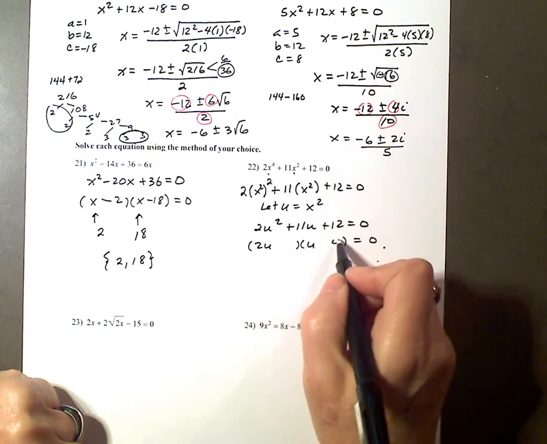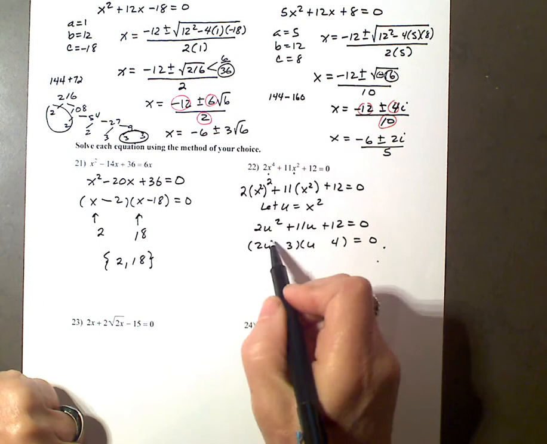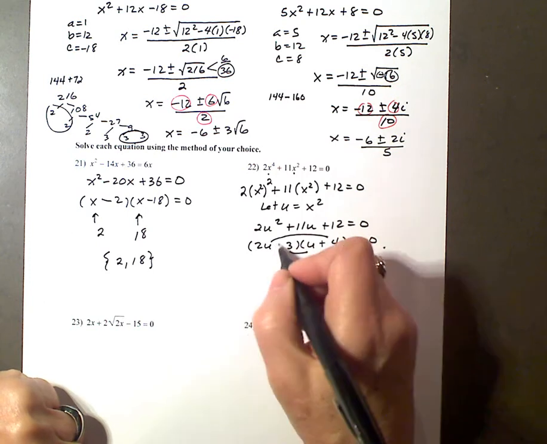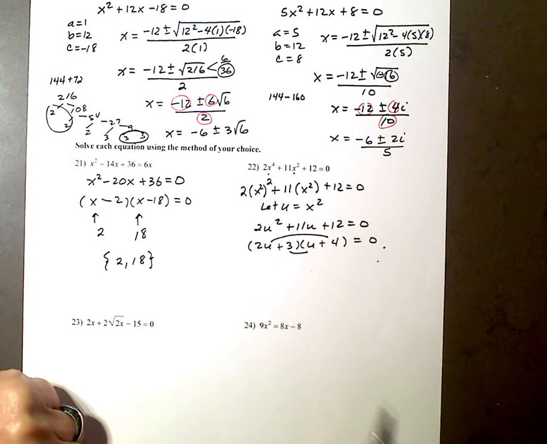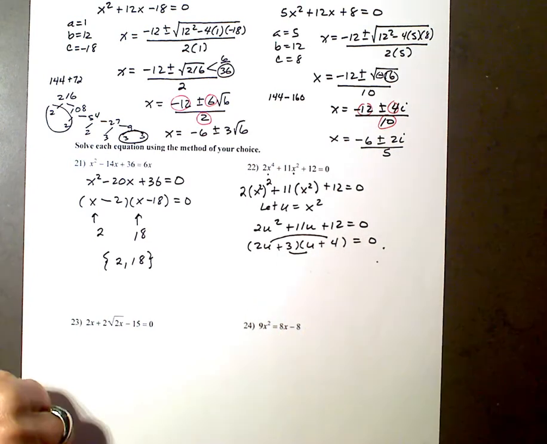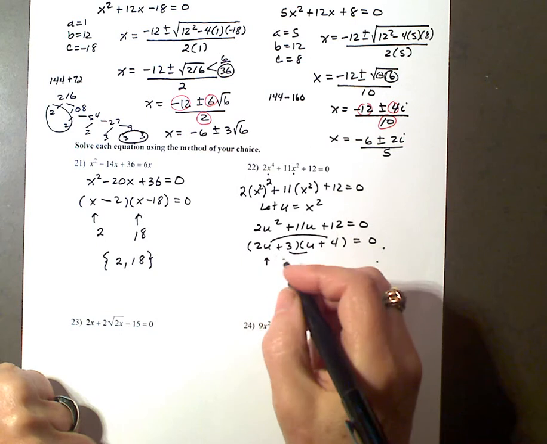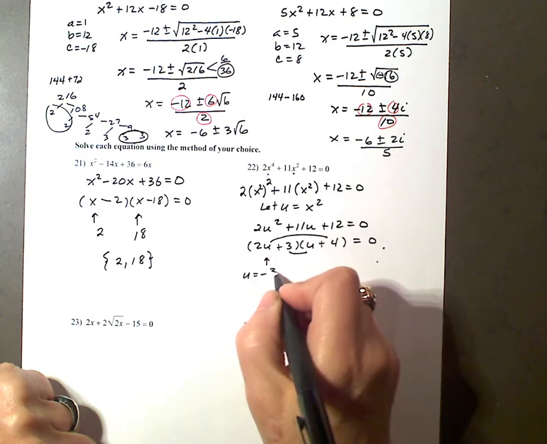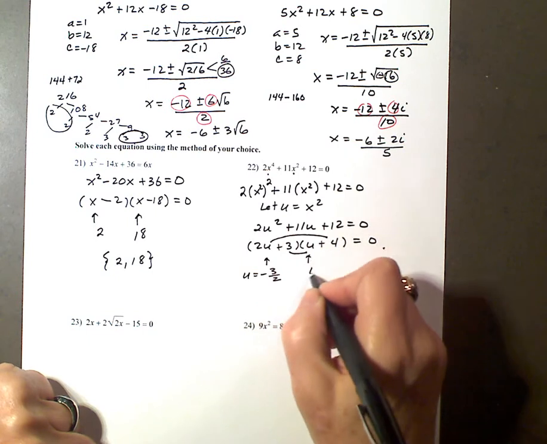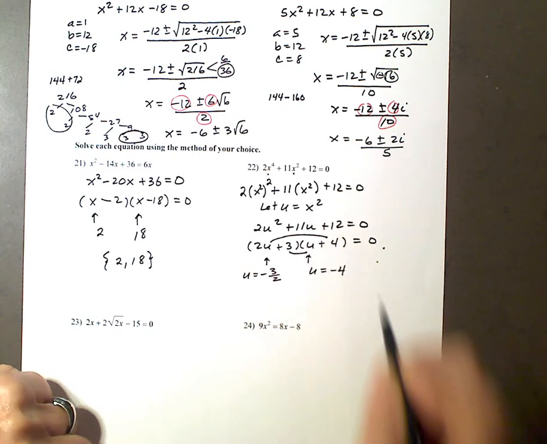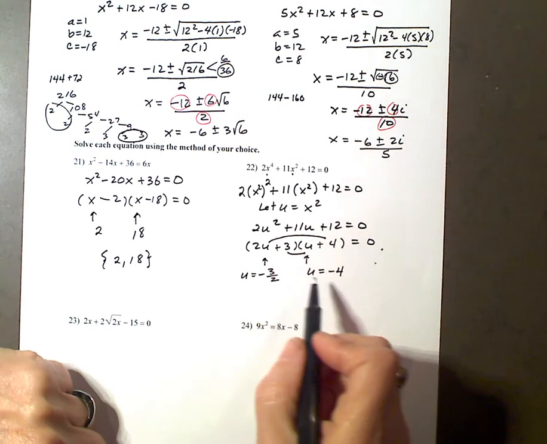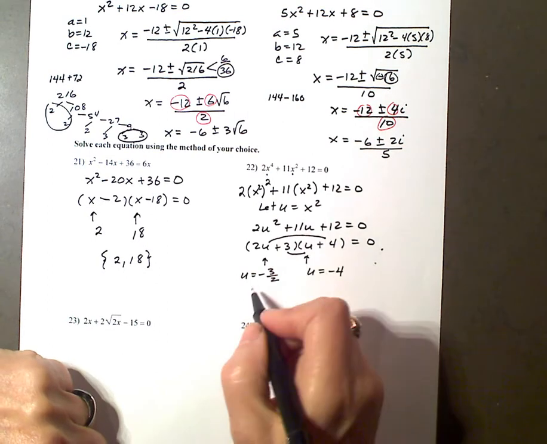If I put a 4 here and a 3 here, I've got an 8u and a 3u, which, if they're positive, can combine to be the 11u in the middle, and then a plus 12. So u is equal to negative 3/2, or u is equal to negative 4. Now, I wasn't supposed to solve for u, that was just temporary. Now I've got to put in my original placeholder, x squared.